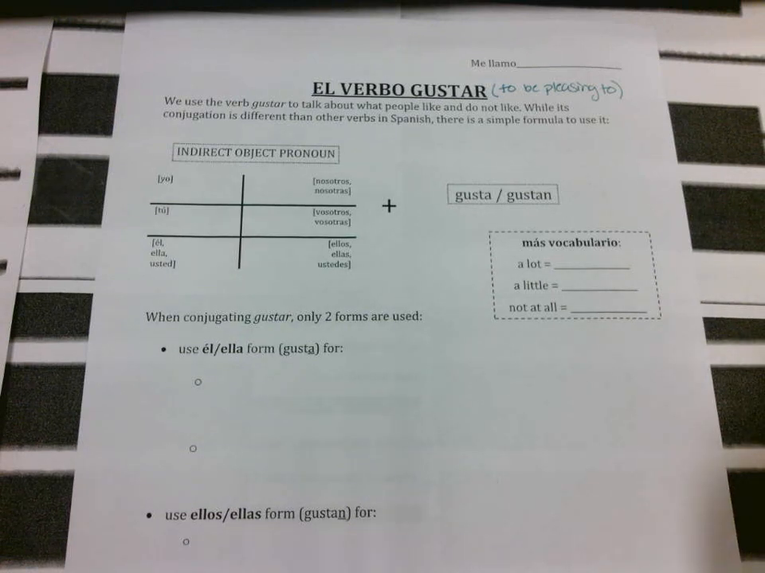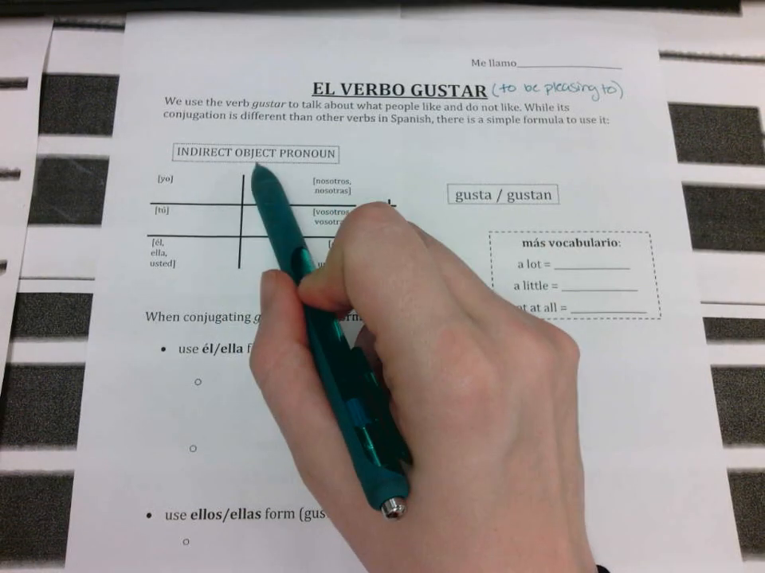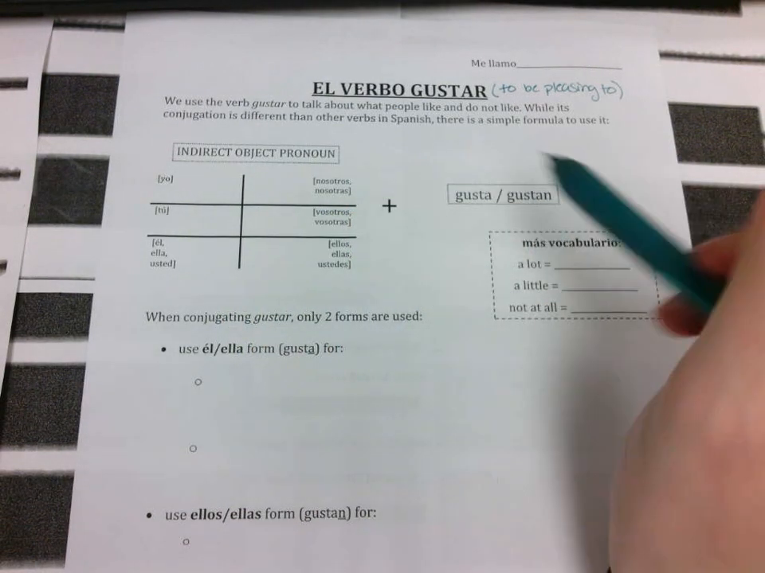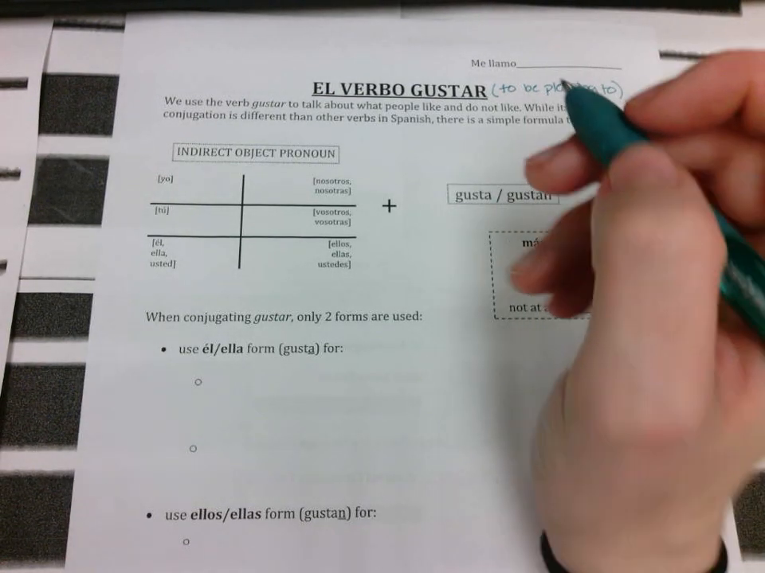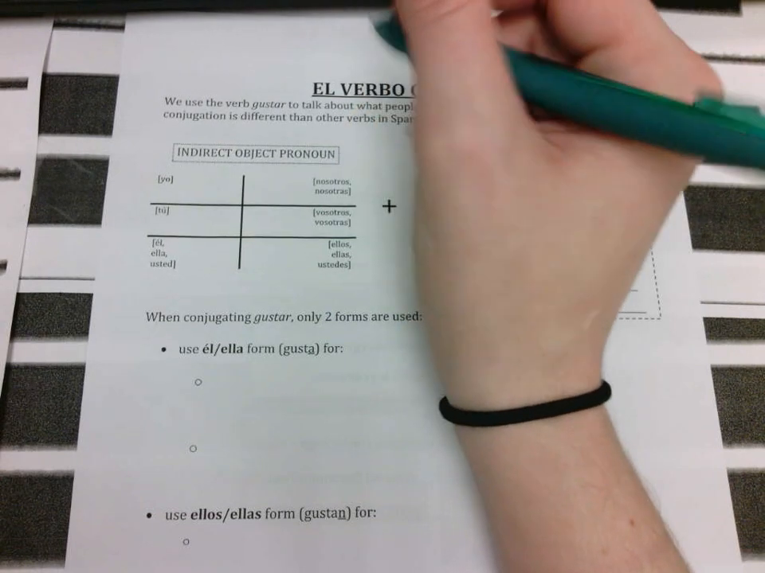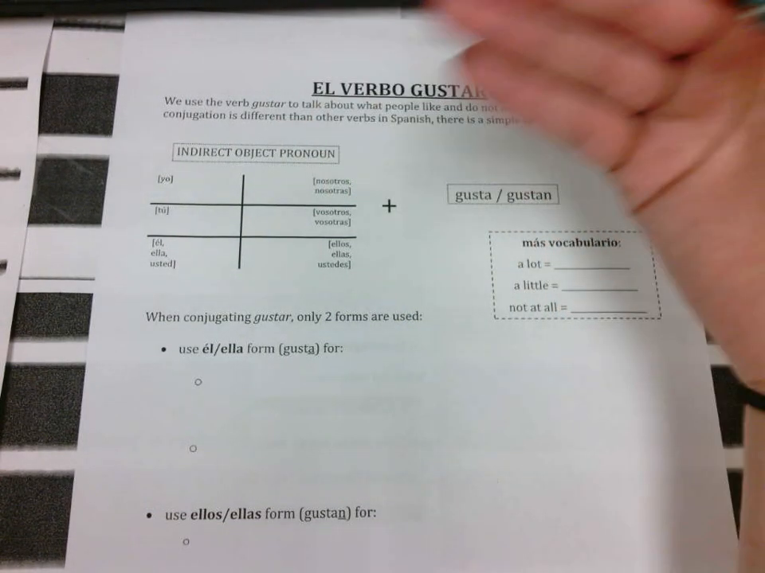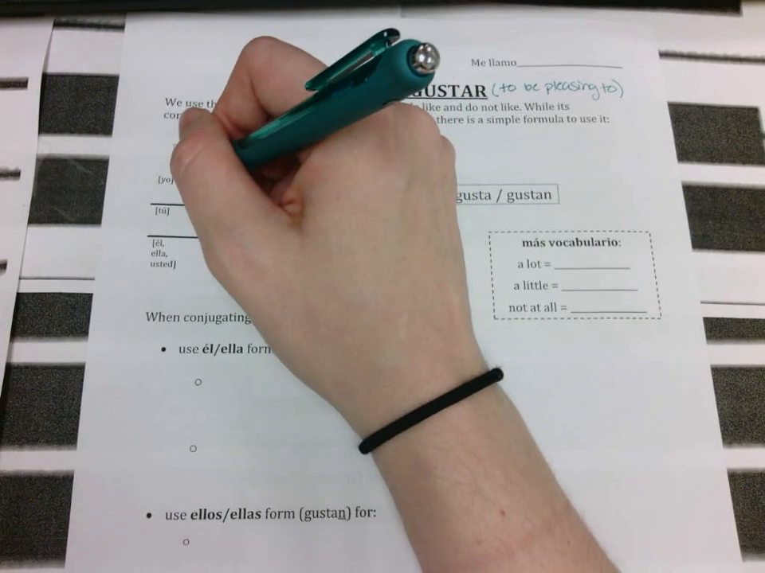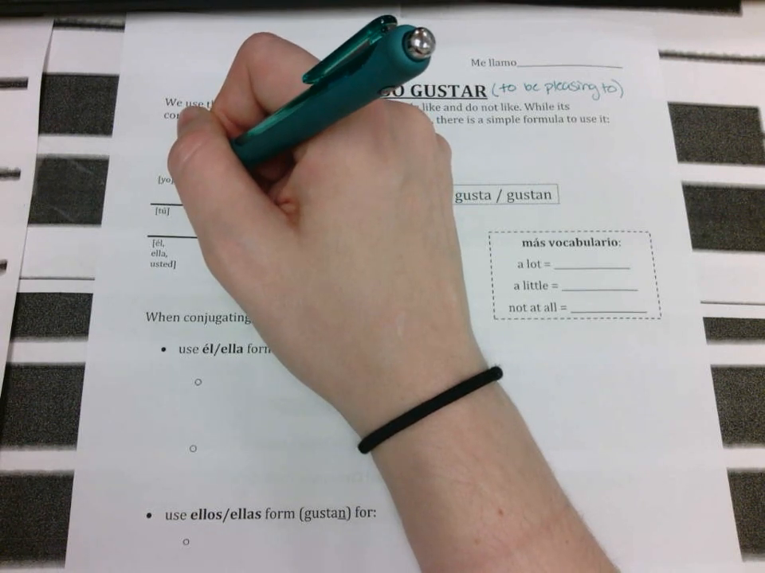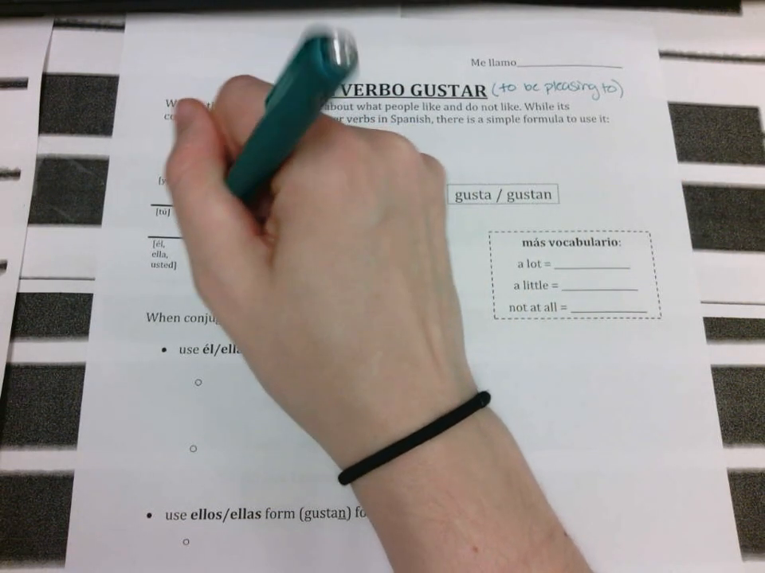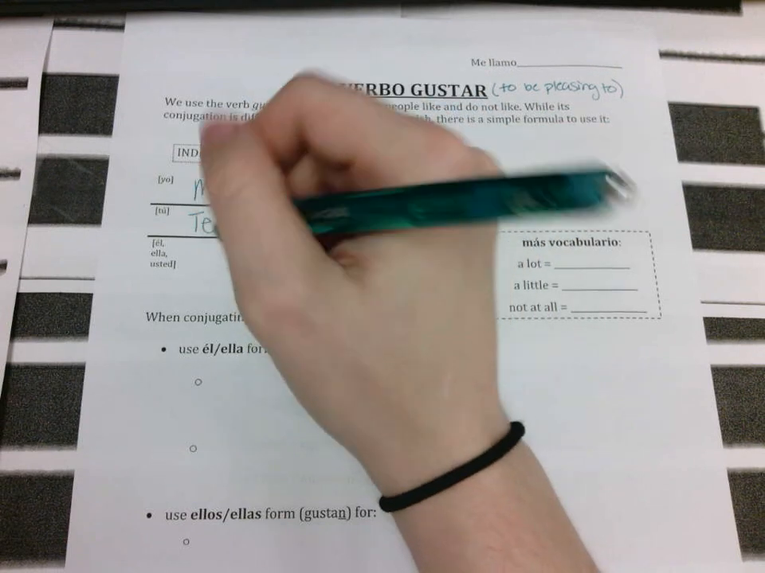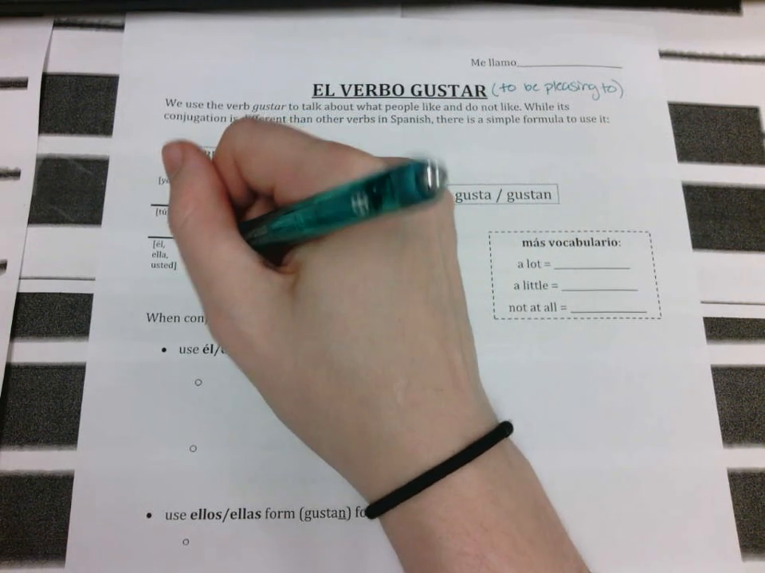So in order to use gustar, we need an indirect object pronoun before our conjugation of gustar. Now, indirect object pronouns are really easy because they basically give you the subject of the sentence. If we want to say I like something, we start with me. If I want to say you like something, I start with te. If he, she, or you formal like something, I say le.